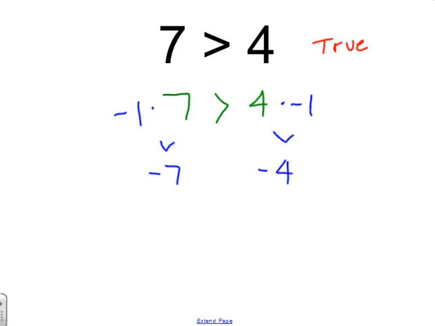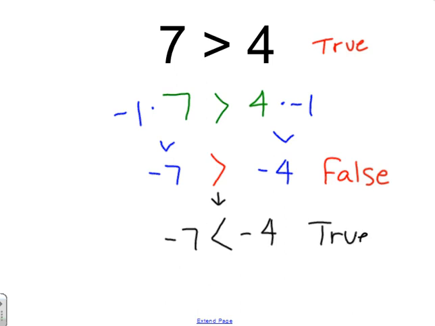Here's the thing though, if I keep this symbol the same, then I actually get something that is false. -7 is not greater than -4. So in order to fix this, I actually need to reverse or flip my inequality symbol. That's the only way that this statement will be true, because -7 is actually smaller than -4. So now, after I flipped that inequality, I get a statement that is true.